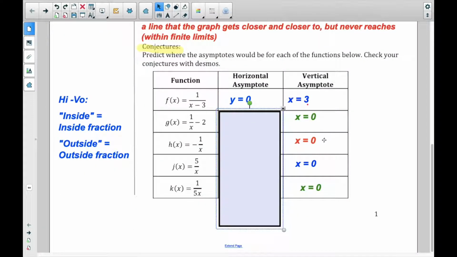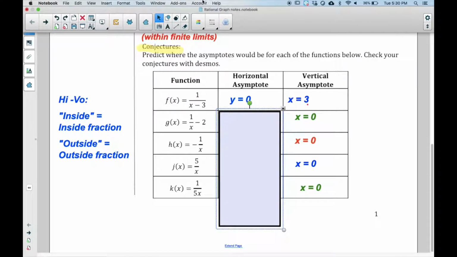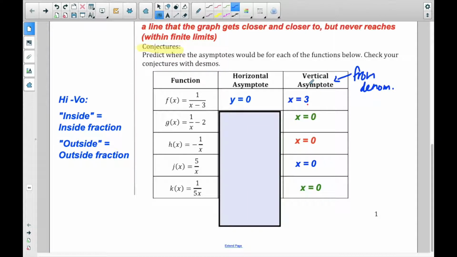Okay, as far as the vertical asymptote, and again, let's write this down so that we don't forget, the vertical asymptotes come from the denominator. So the vertical asymptotes come from the denominator. If I look at the denominator, x equals 3 is going to be an asymptote. That means it's undefined at 3.